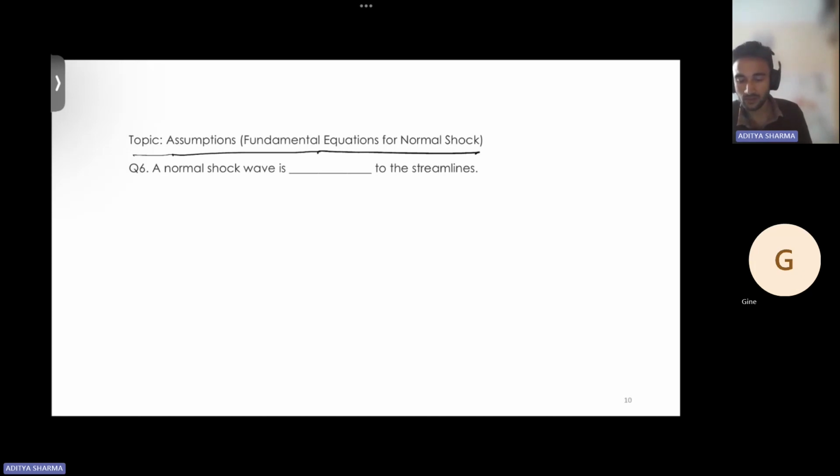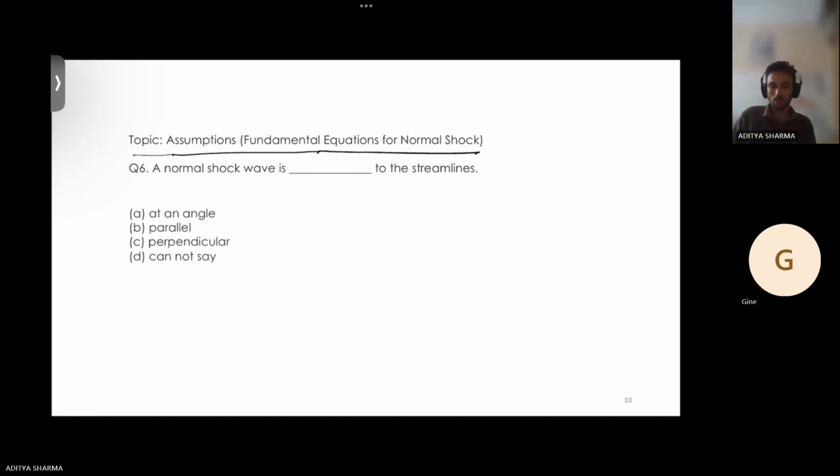So a normal shock wave is normal to the streamlines. Here we have four options. All right.